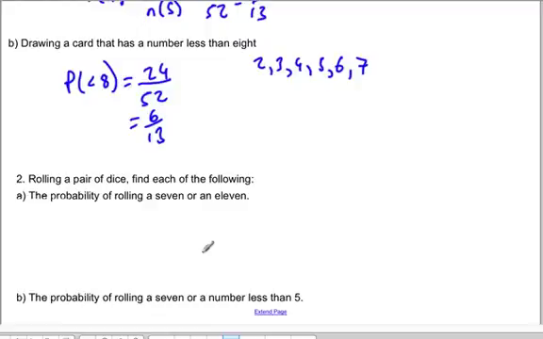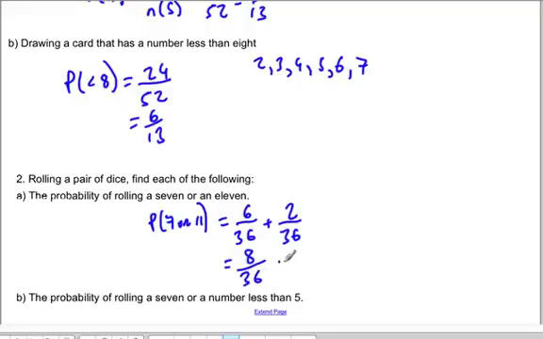Rolling a pair of dice, find each of the probabilities of each of the following. The probability of rolling a 7 or 11. So the probability of 7 or 11 is equal to the probability of rolling a 7. There are 6 outcomes when you roll 2 dice out of the 36. Plus, there are only 2 ways we can roll an 11, either a 6 and a 5, or a 5 and a 6, out of the 36 possible outcomes. So this is just 8 over 36, which reduces to 2 over 9.